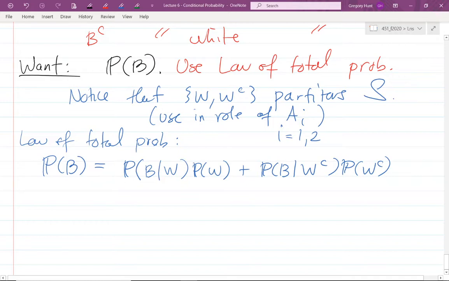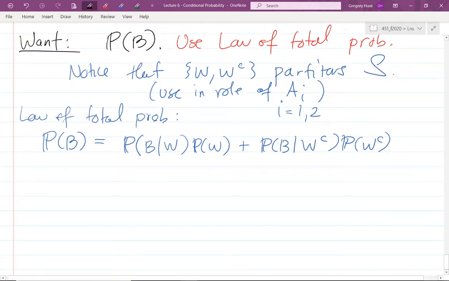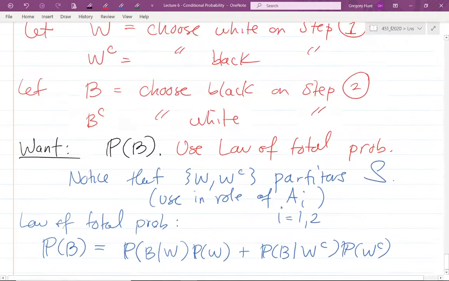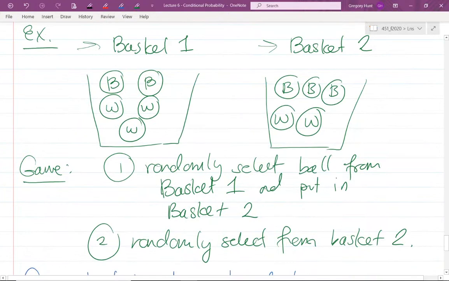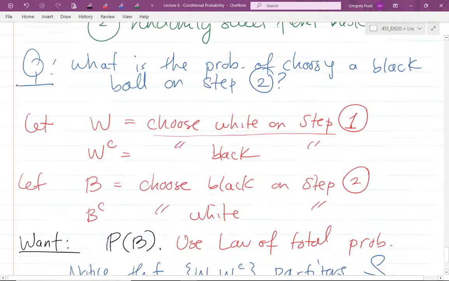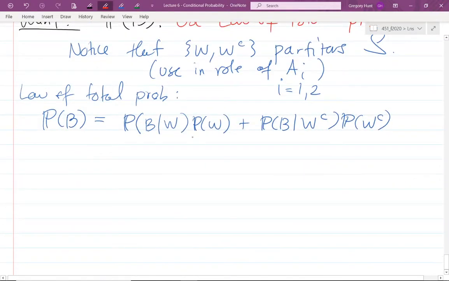So I'm going to claim now that we had an intractable problem to start with, where we didn't really know how to attack it. We actually know all of these things now. So let's talk about it. What do we know? What's P of W? W is I choose a white ball on step one. What is my basket here? On step one, my basket is two blacks and three whites. So what's the probability I choose a white? 3/5. What's the probability I choose a black one the first time, which is W complement? 2/5.